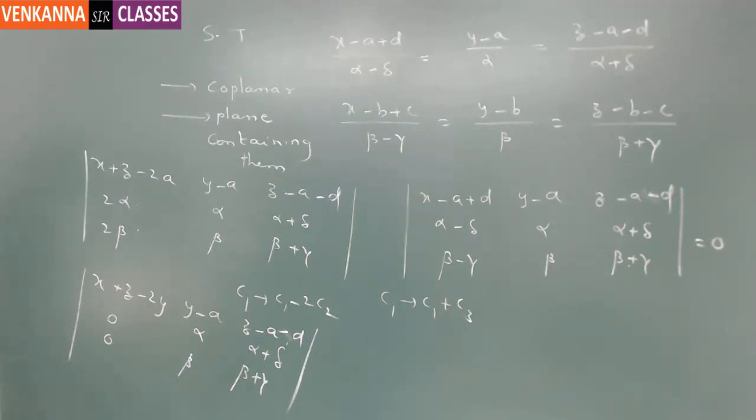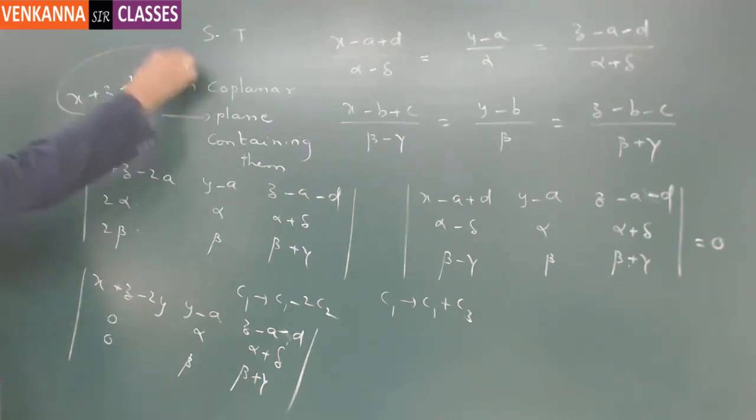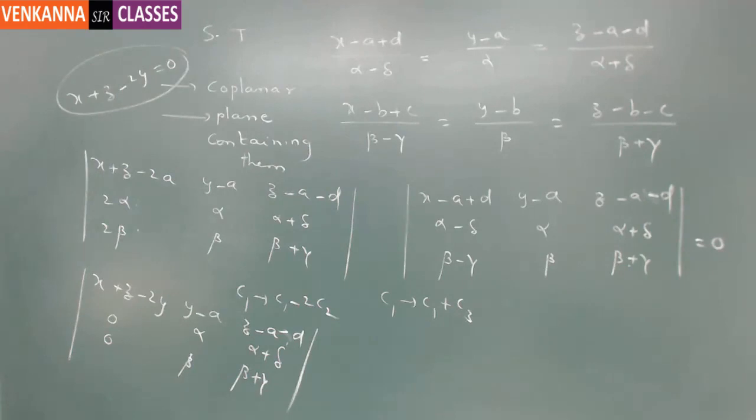If you simplify the determinant by expanding over the first column, you are going to get the equation x plus z minus 2y is equal to 0. I hope that this is the equation. In this way, we will calculate the plane containing them.